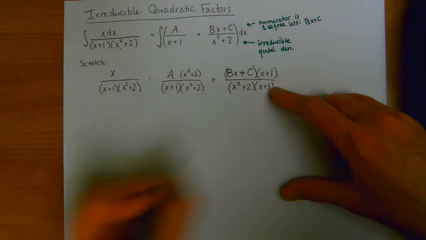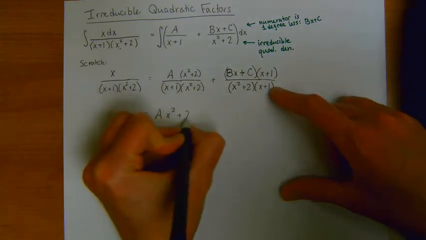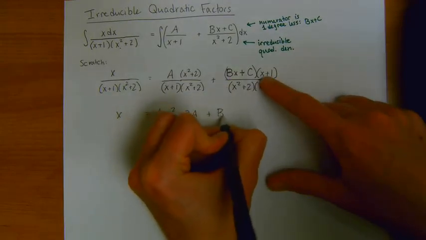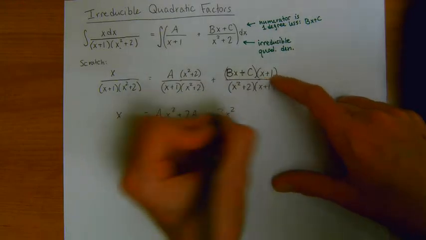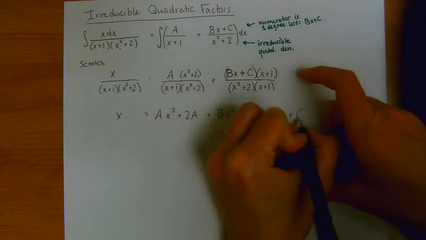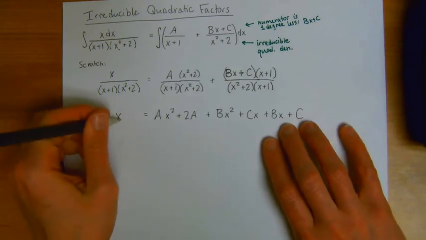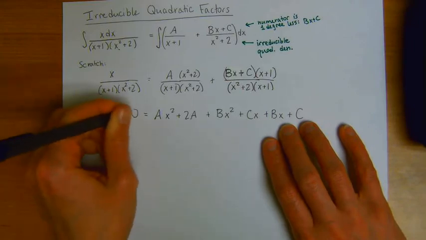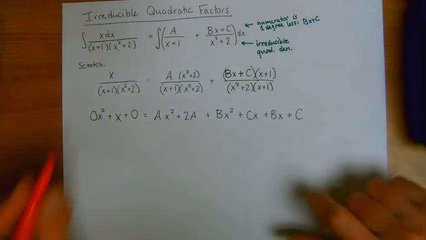So now, ignoring the denominators, I know that x needs to be equal to ax squared plus 2a, and I also know that, doing the distributive property, bx squared plus cx plus bx plus c. So all of these need to be equal. This x over here, notice what's hiding is that there are 0 x squareds, and there are also 0 constant terms. Let's go ahead and find all of our like terms.